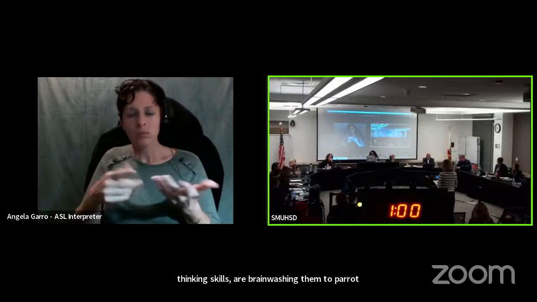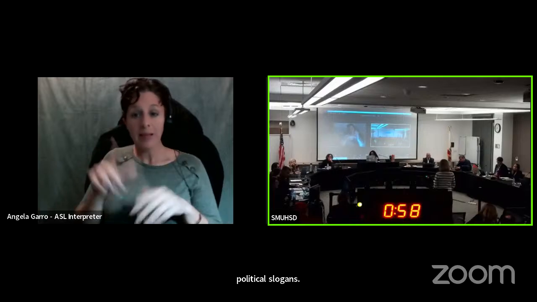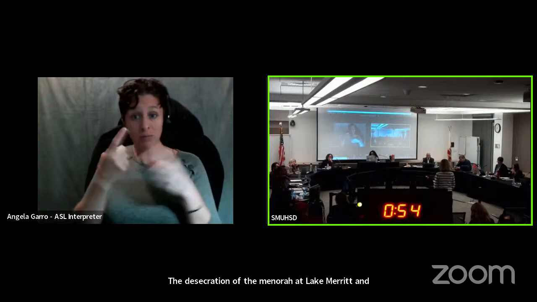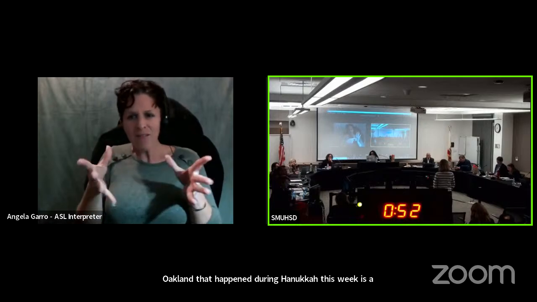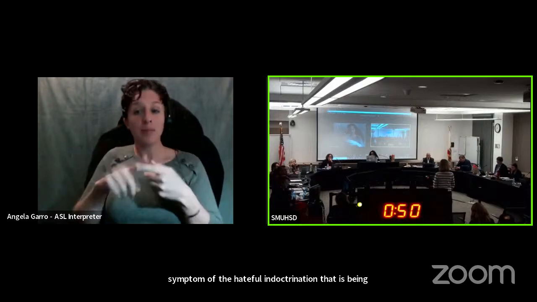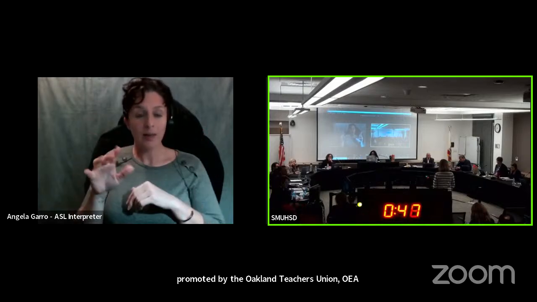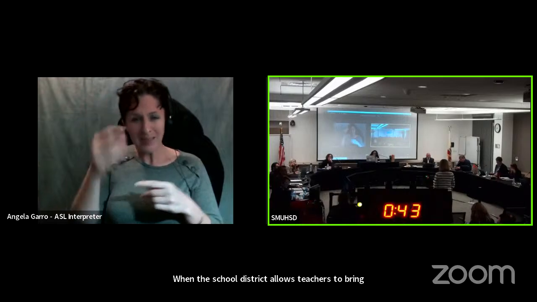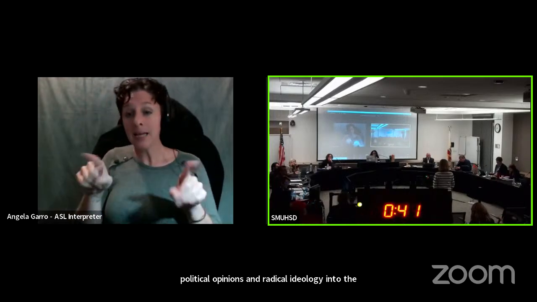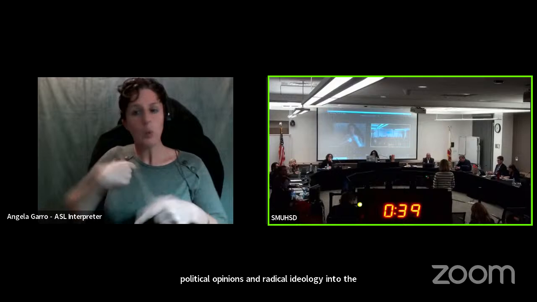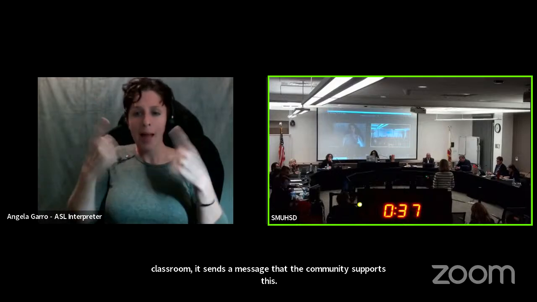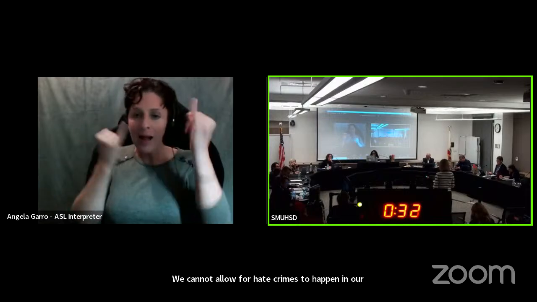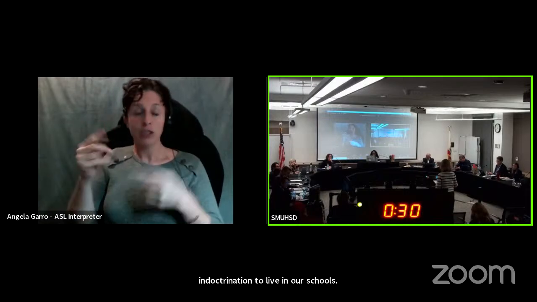The desecration of the menorah at Lake Merritt in Oakland that happened during Hanukkah this week is a symptom of the hateful indoctrination that is being promoted by the Oakland Teachers Union, OEA. When the school district allows teachers to bring political opinions and radical ideology into the classroom, it sends a message that the community supports this. We cannot allow for hate crimes to happen in our community, and we cannot allow hate ideology and indoctrination to live in our schools. I would like to ask the board for three things.